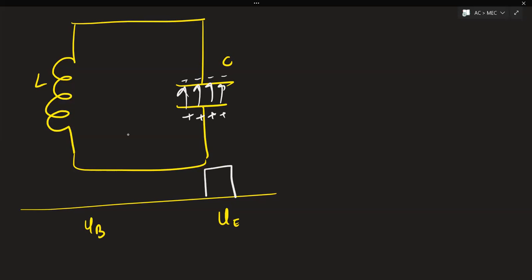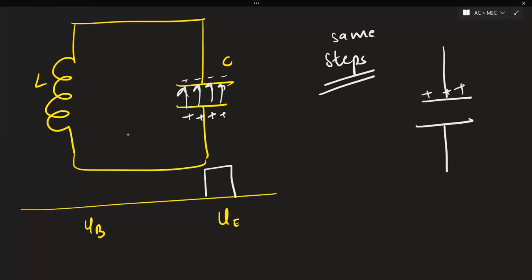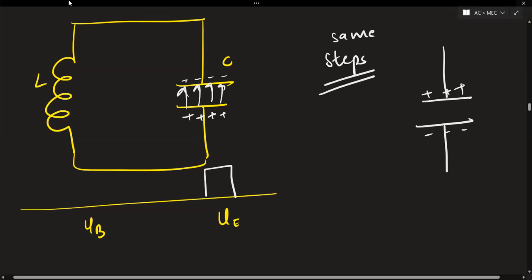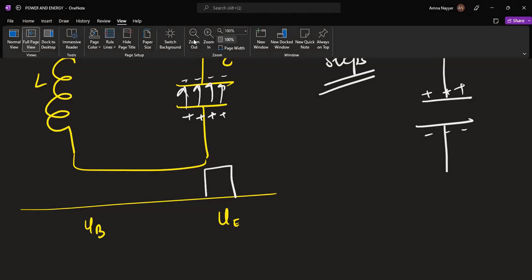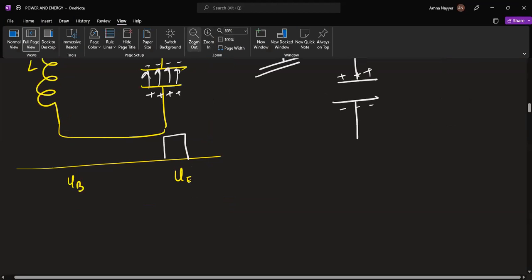Now what will happen? Again, the capacitor will begin to discharge. All the process continues, same steps. Same steps continue, and when they reach the step back, the polarity of the capacitor begins to regain. Now, try to look at it simultaneously.